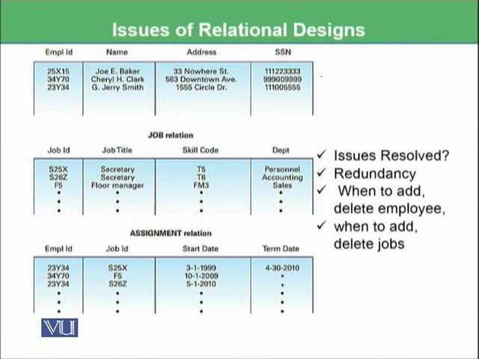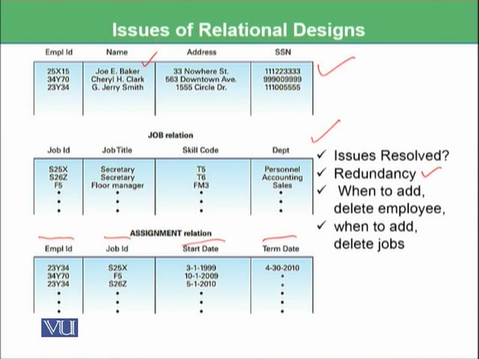So we have one relation related to employees, one relation related to jobs, and another relation. Here we have used the employee ID, job ID, and start and term date, which is the assignment relation. So we have divided the parent relation into three relations. Here you can see that redundancy has been resolved, because Joey E. Baker will only be stored in one position.